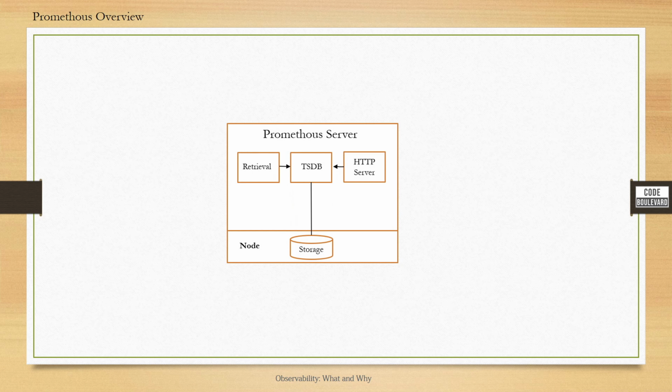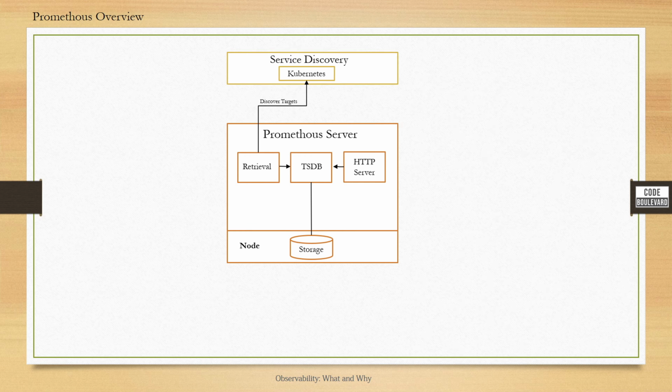Now let's see how Prometheus works behind the scenes. In the central part of the Prometheus server, we have three main components: Retrieval, TSDB, and HTTP server. And as you can see, there is a connection between TSDB and storage, which can be hosted on different nodes, and your Prometheus server can be hosted on a different one. So we can persist all the metrics that we have collected in this storage. And of course, it should be a time series database, and Prometheus already provides this type of database for us, and we can easily use it.